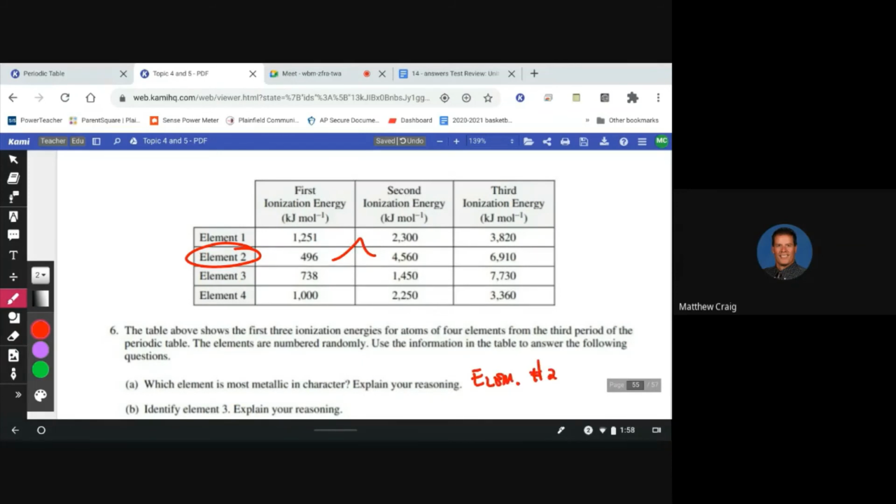And then what would be a good justification? Sam? Which indicates that the element has 1 valence electron and is located in the very first column, or in the alkali metals. There we go.